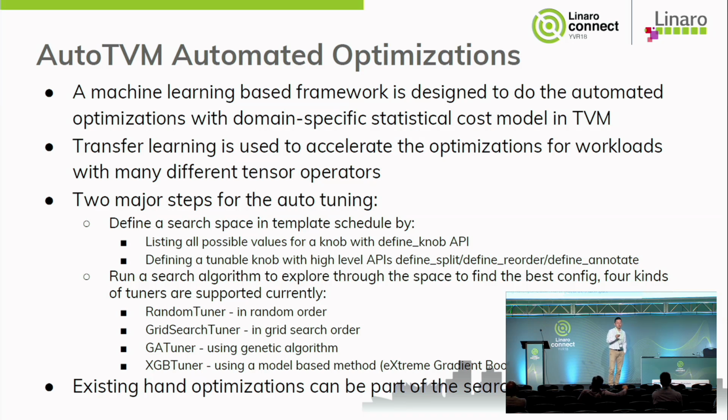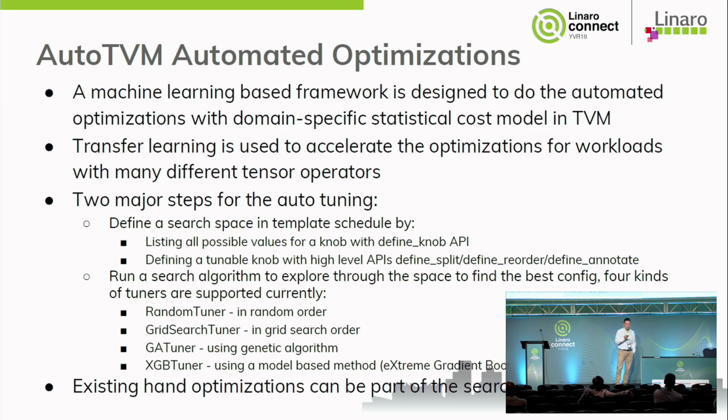So to do the automated optimization, there are two major steps. One step is to define a search space, right? And then you can run a search algorithm to explore the space to find the best config. Currently, four kinds of tuners are already supported in TVM. One is a random tuner, which searches in random order. Grid search, in grid search order. And the GA tuner, which uses a genetic algorithm.